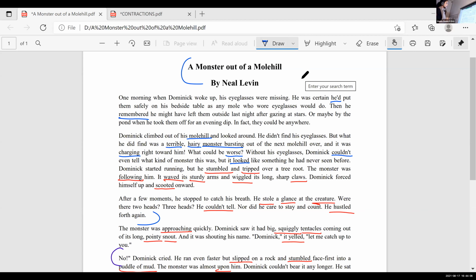Then start reading. One morning when Dominic woke up, his eyeglasses were missing. Just pause there. One morning when Dominic woke up, his eyeglasses were missing. He was certain he'd put them safely on his bedside table. So, he'd. It is a contraction, right? Yes, he did or he would. It is a contraction of he did and he would.